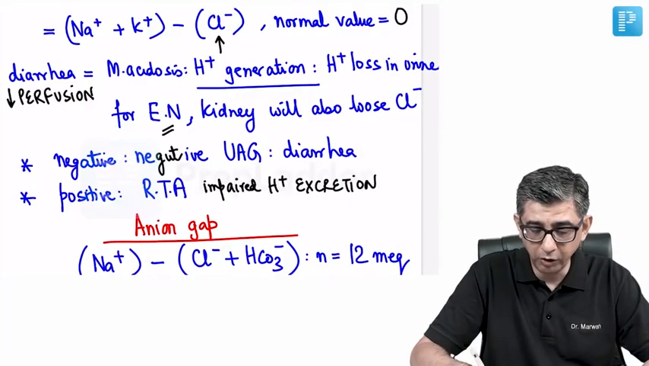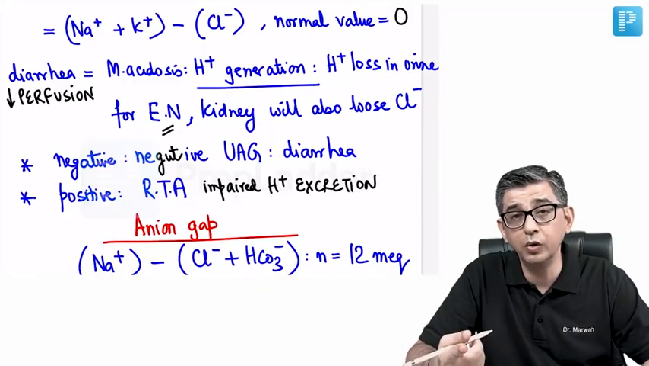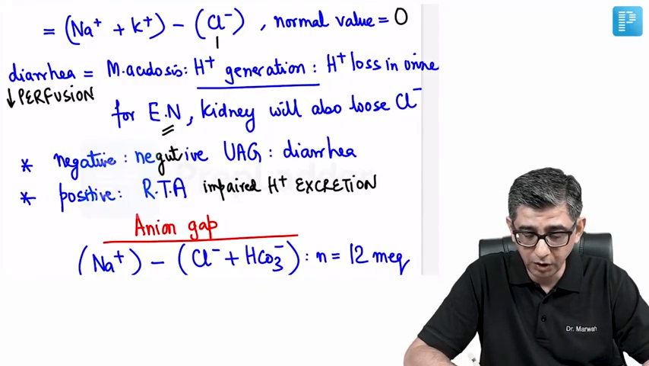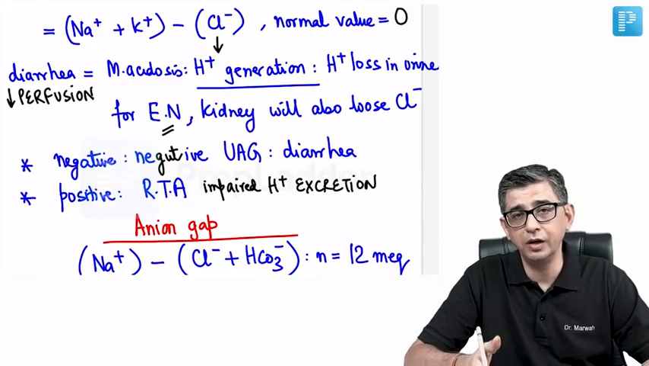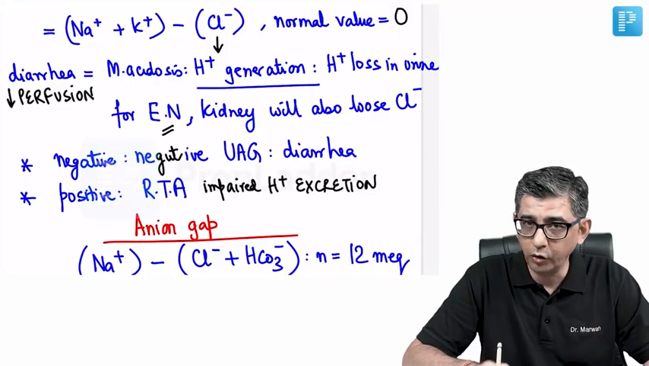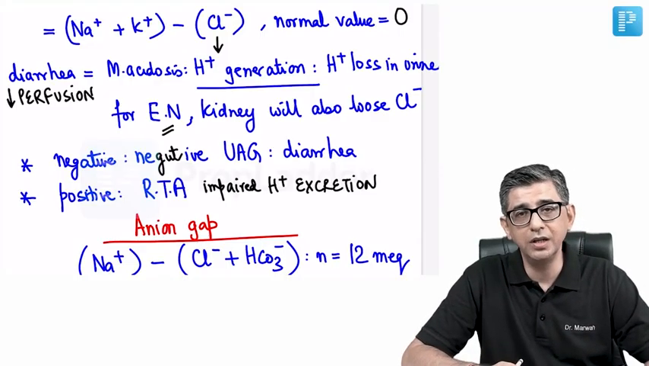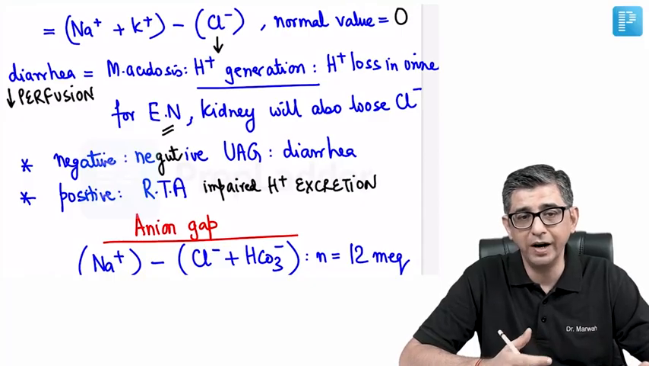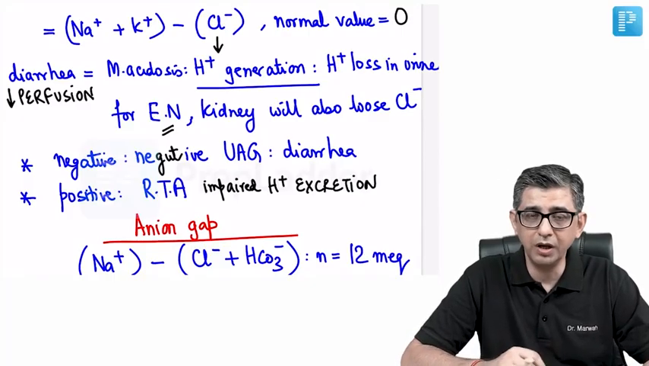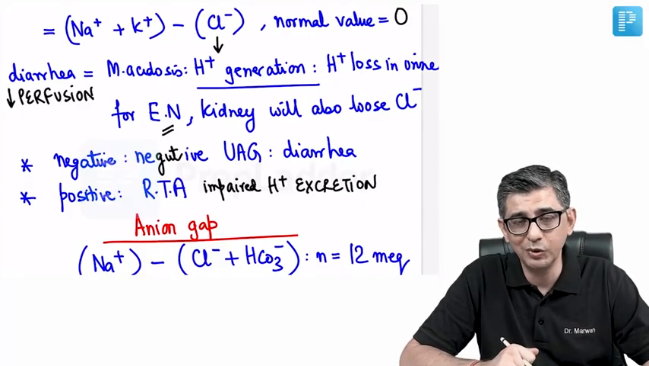And if I'm now going to change the arrows in this particular case, earlier I was saying that the urinary chloride is more. Now in this case, the urinary chloride will become lesser, and mathematically you can see that if chloride values are lesser, then this mathematical value will tend to increase, and that explains why I wrote positive urinary anion gap for patients of renal tubular acidosis.